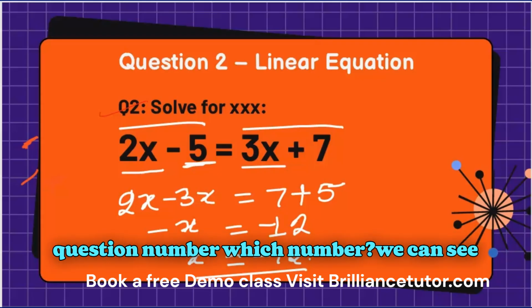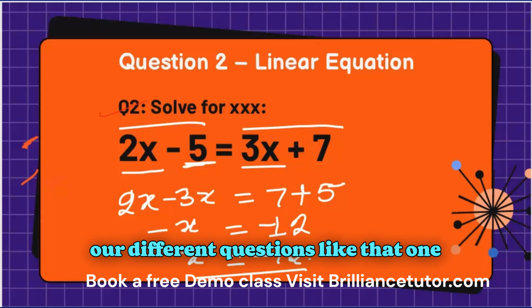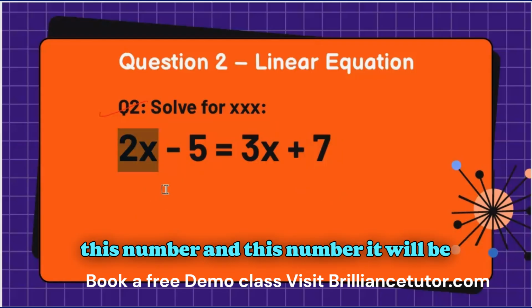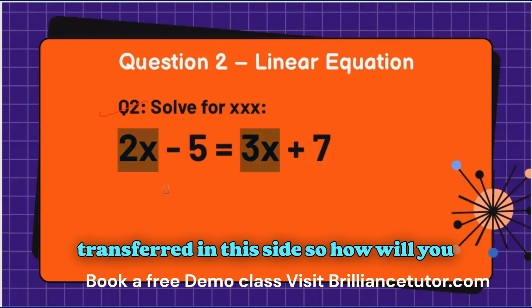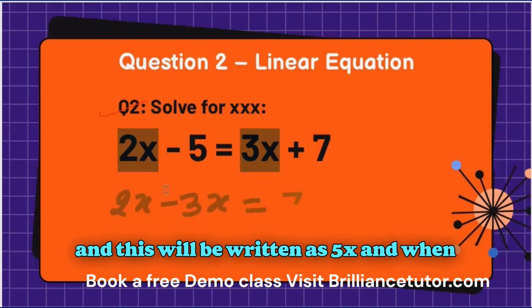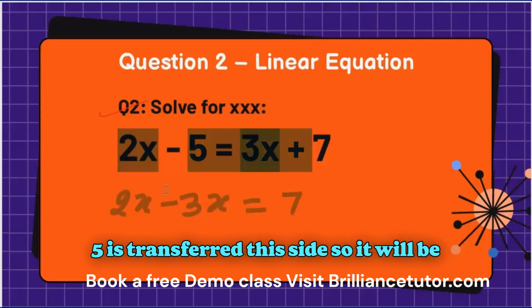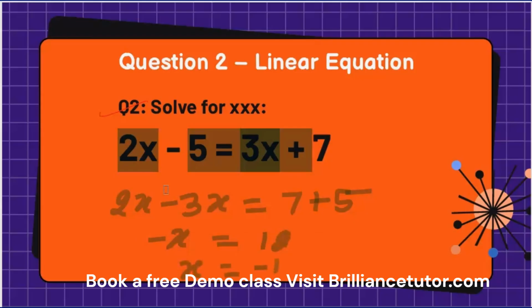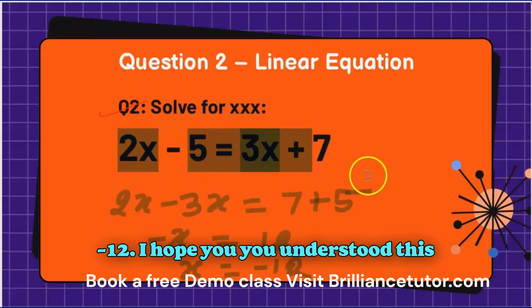Now see the next question. We can see different questions like that one. So this number and this number will be transposed to this side. So how will you write? It's 2x and minus 3x, and this will be written as 5x, and when 5 is transferred to this side, it will be plus 5 here. I hope that's clear. So it will be minus x here, and this side is 12. So we can write x equals minus 12. I hope you understood this part.